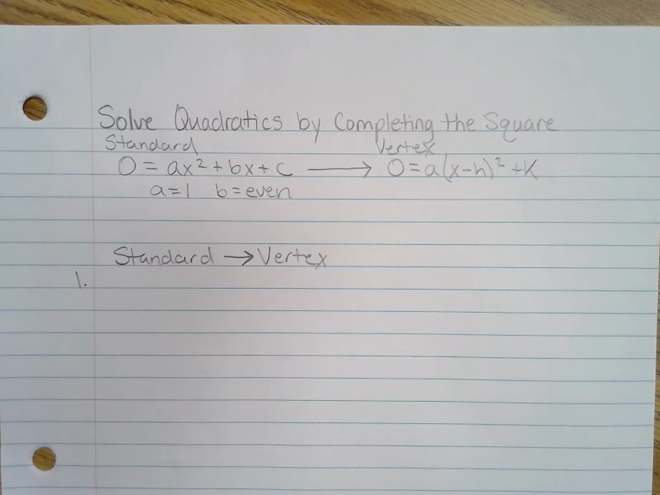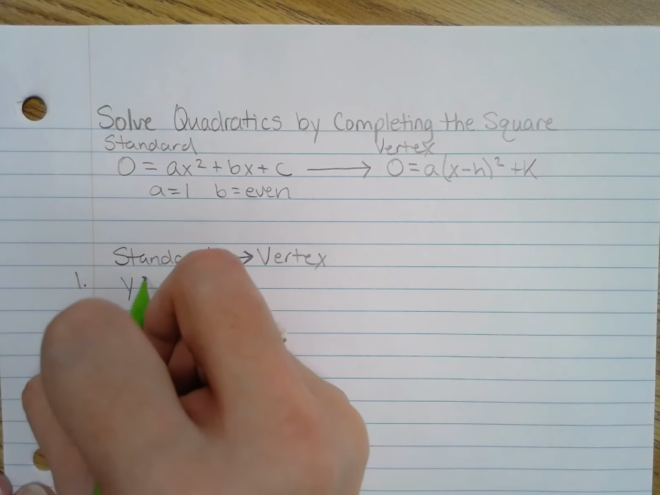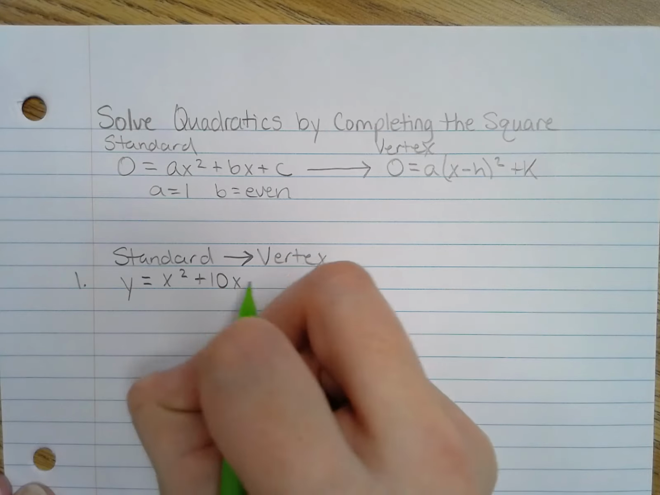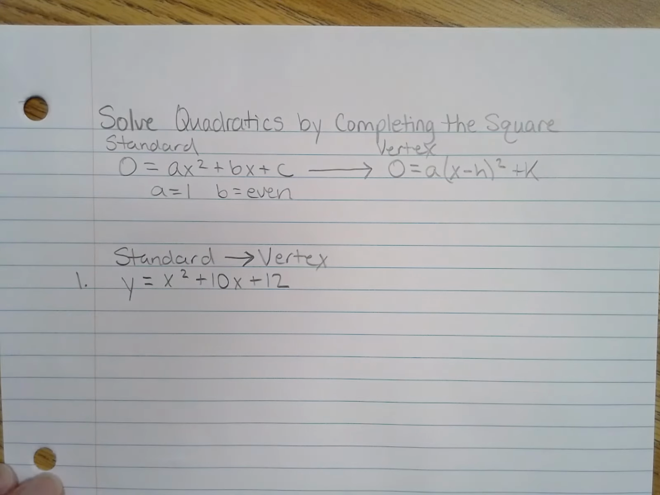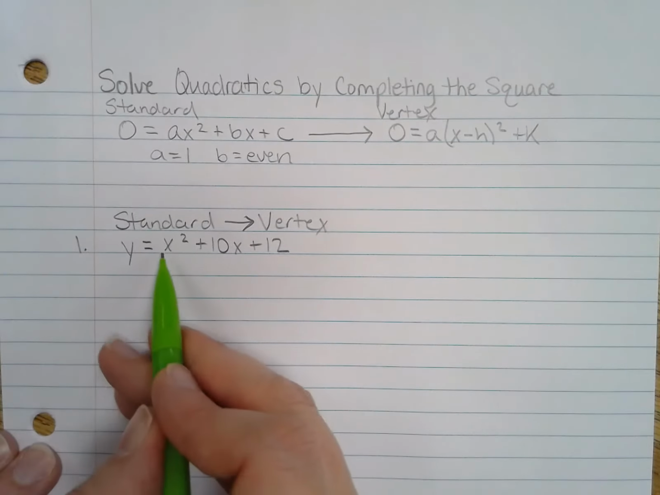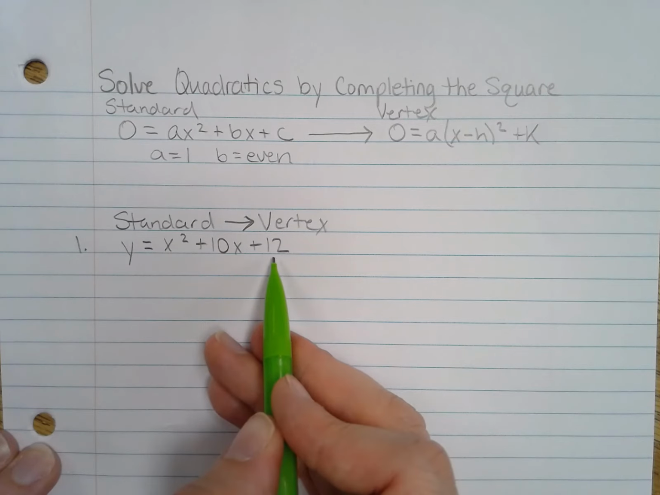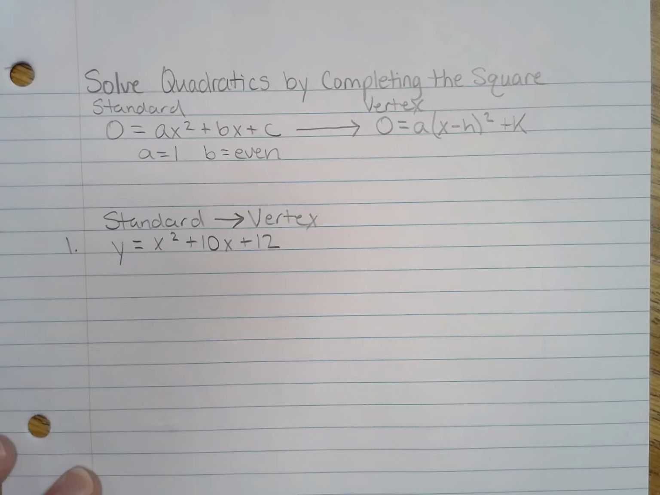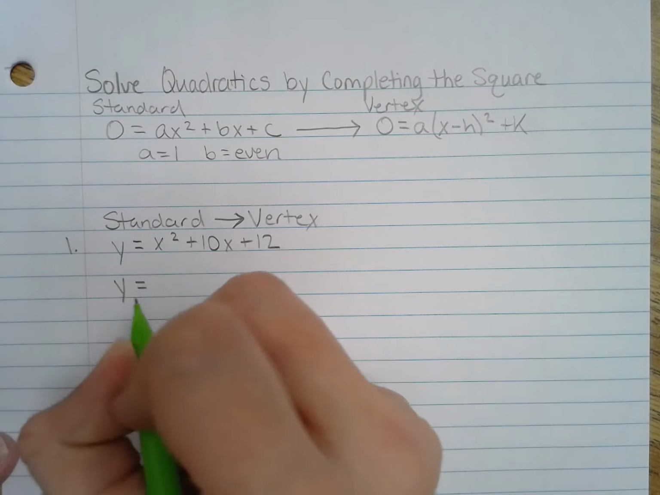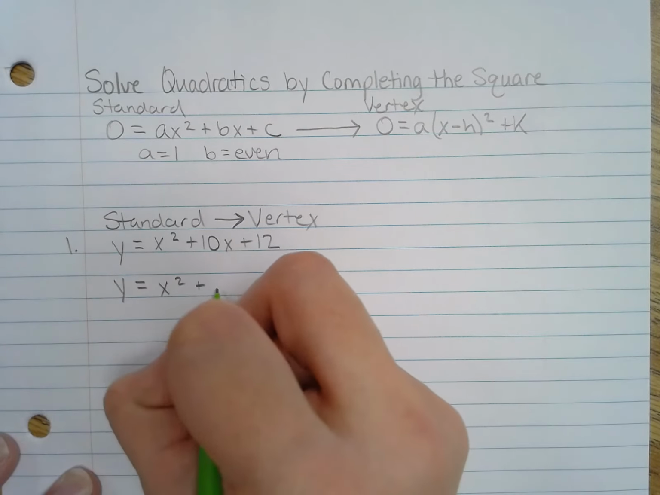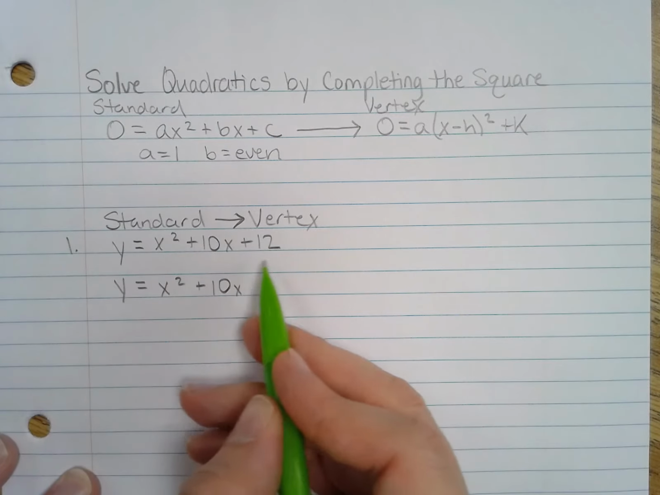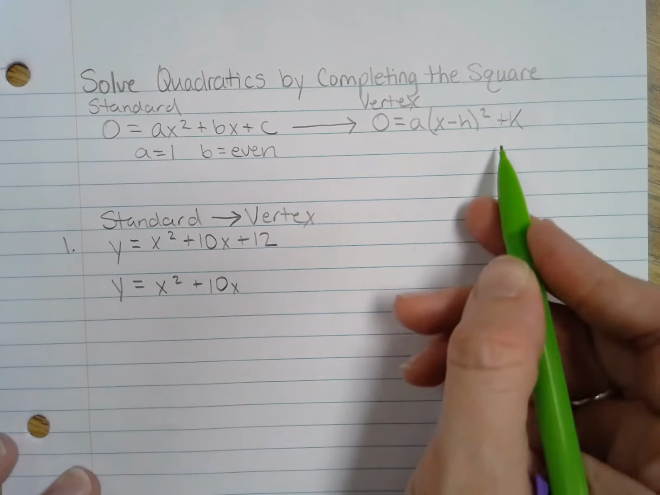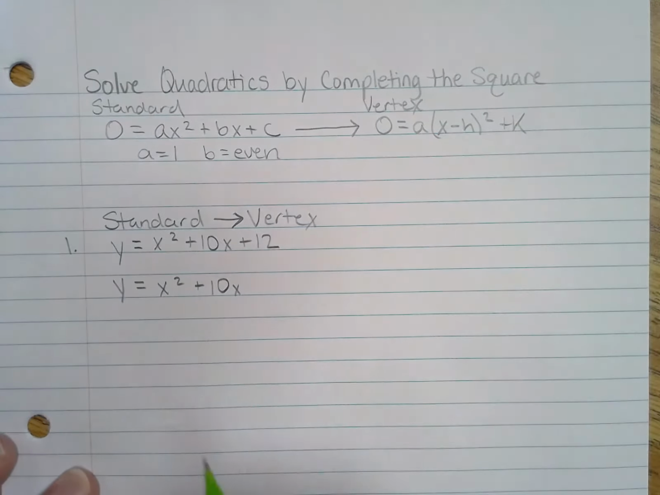Example number 1. We're going to start with y equals x squared plus 10x plus 12. That is in standard form, ax squared, bx, and c. So we're going to change this to be vertex form. So let's first rewrite the problem. And when we get to our c value, that is not a perfect square number. That's the point of completing the square. We want a perfect square number.